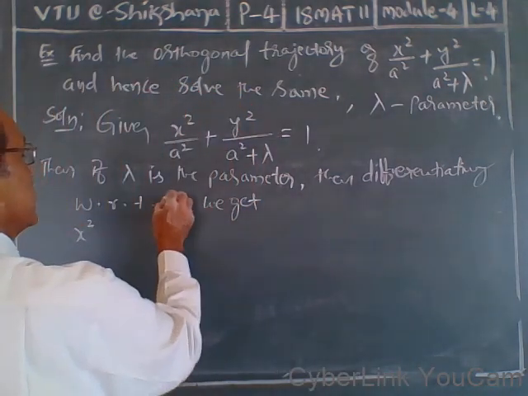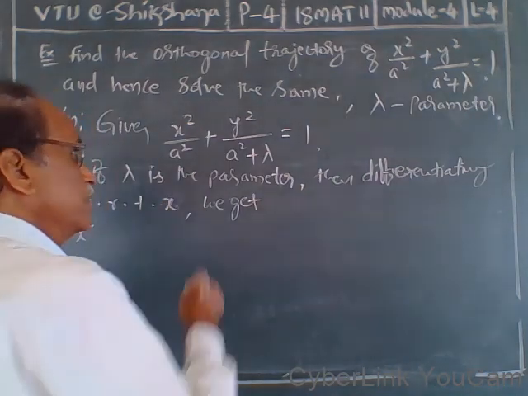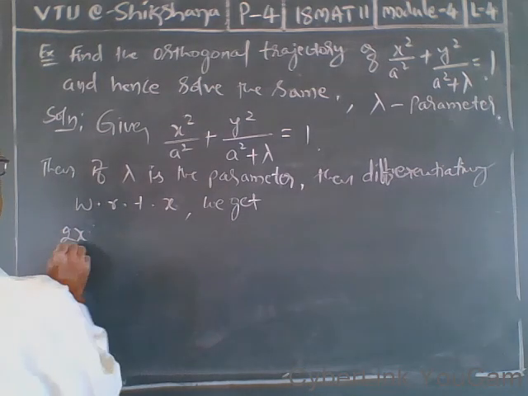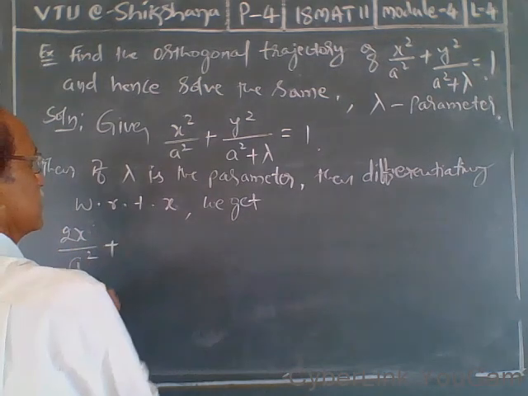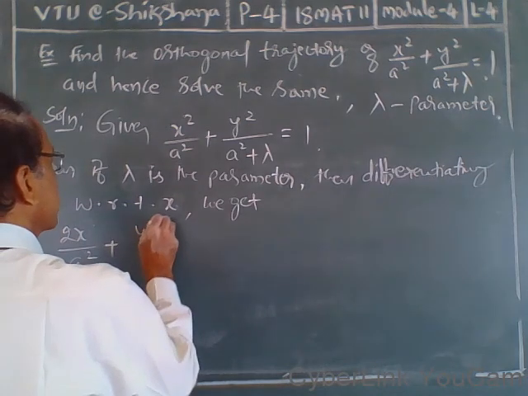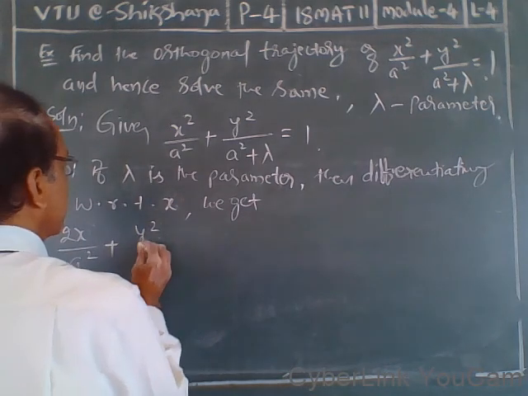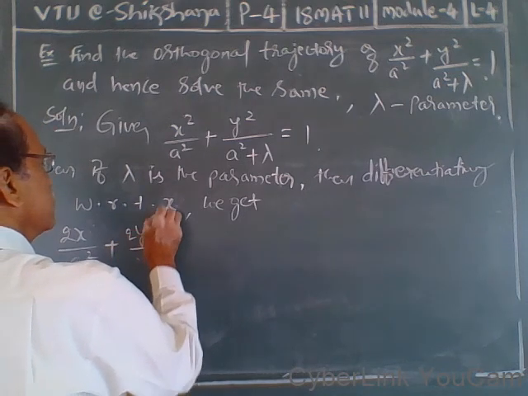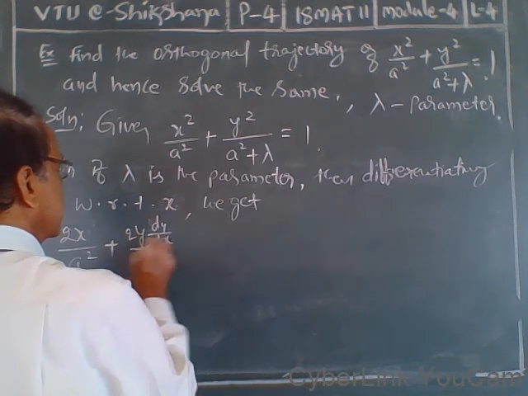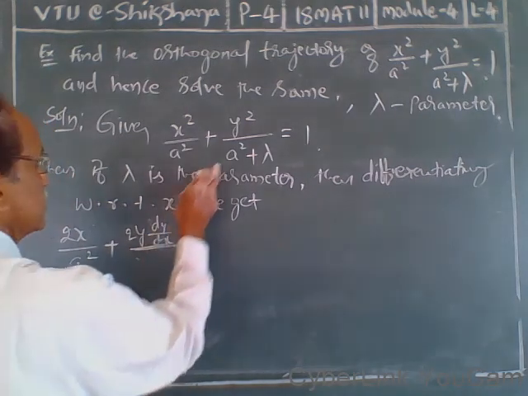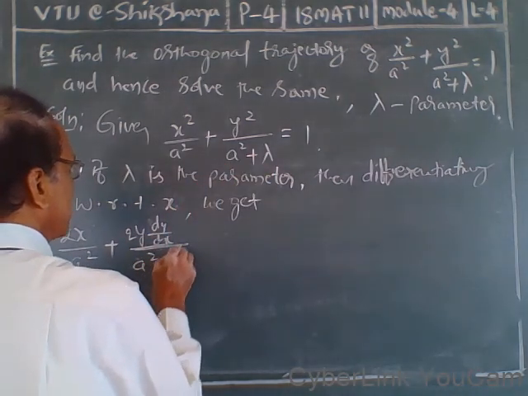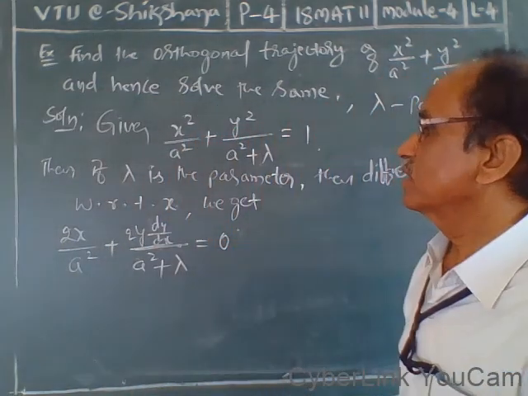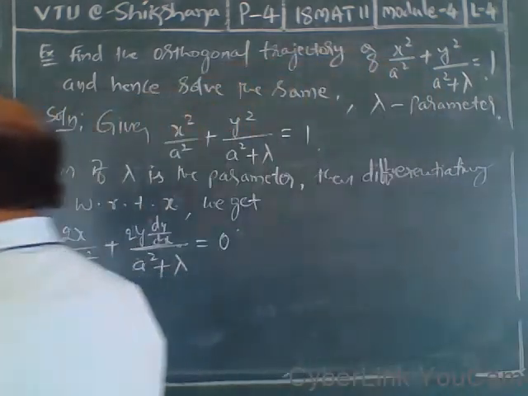differentiating with respect to x to eliminate this parameter lambda, that is x square means it is 2x by a square, plus y square means it is 2y into dy by dx, divided by a square plus lambda, that is equal to 0.